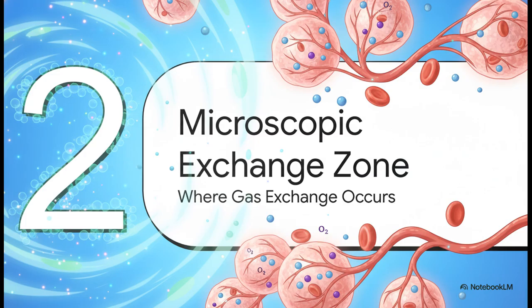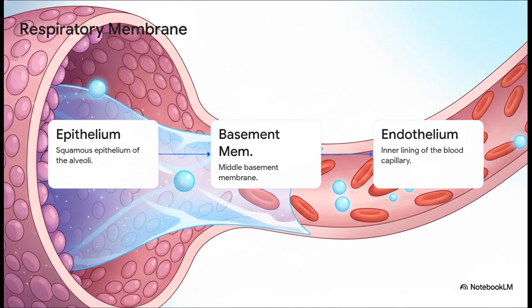Section 2. The microscopic exchange zone, where the actual gas exchange happens. Now, for an oxygen molecule to actually make it from the inside of your lung into your bloodstream, it can't just magically teleport, right? It has to physically jump through three specific structural hurdles, which together are known as the respiratory membrane. Step 1, it must pass through the squamous epithelium, which is the thin outer wall of the alveoli.